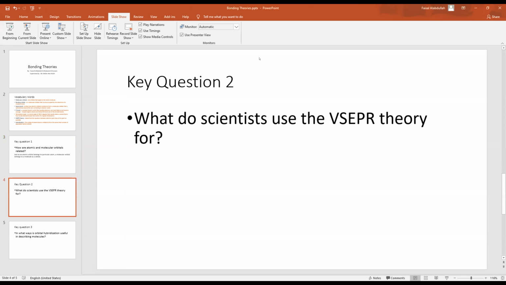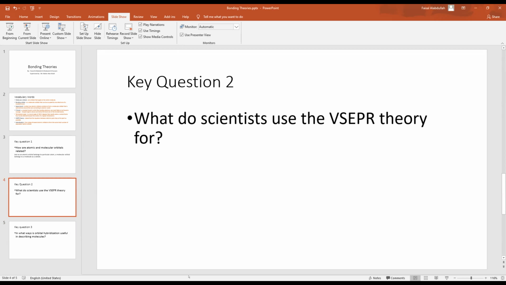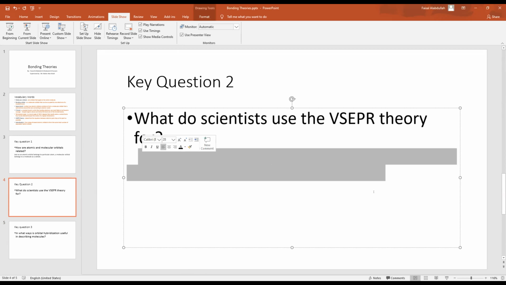Key question 2. What do scientists use the VSEPR theory for? We need someone to answer it, please. In order to explain the three-dimensional shape of molecules, scientists use valence shell electron pair repulsion theory, which is also known as the VSEPR theory. Great answer, Abdulrahman Jeban. Let me just show you the answer.